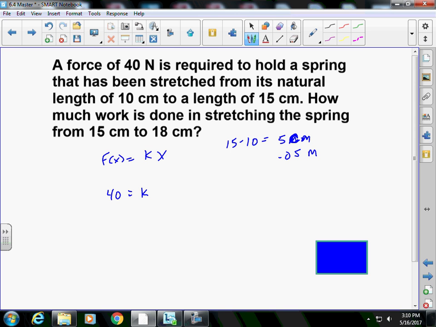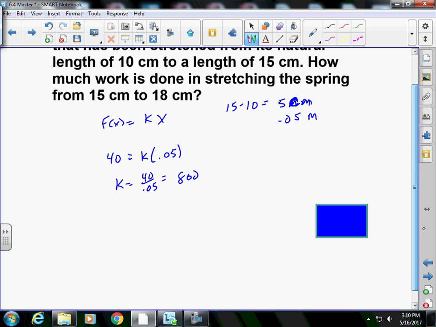I have it in centimeters. I want them in meters. So my x value, the distance, is 0.05. So I get k is equal to 40 divided by 0.05, which is equal to 800. So now we know that f of x is equal to 800 times whatever my distance is.